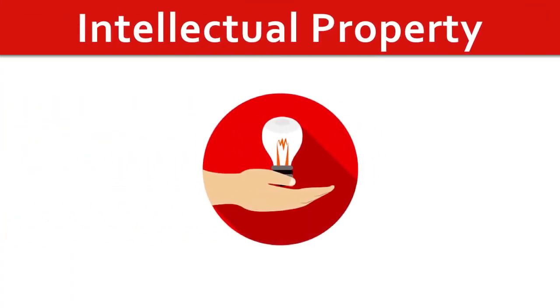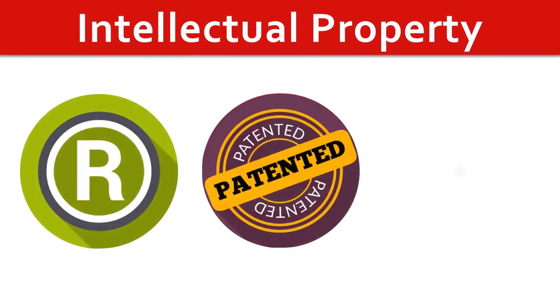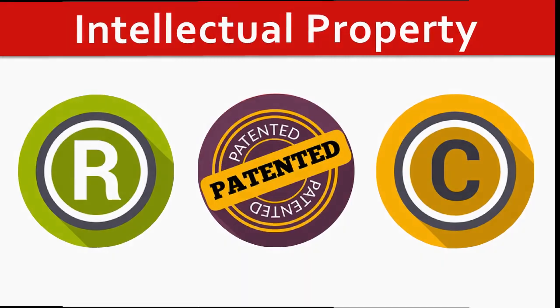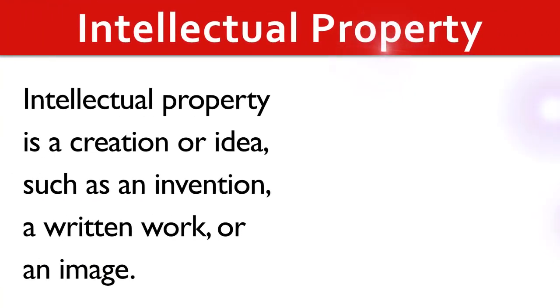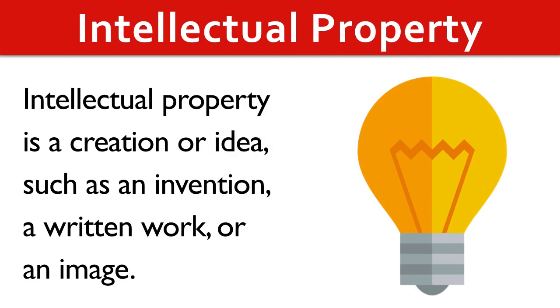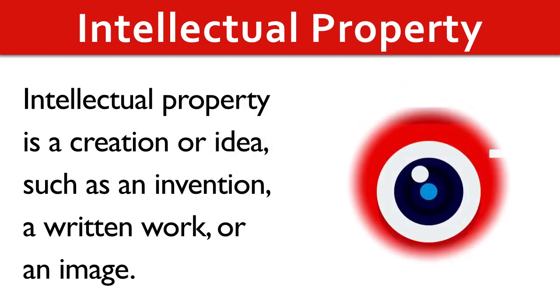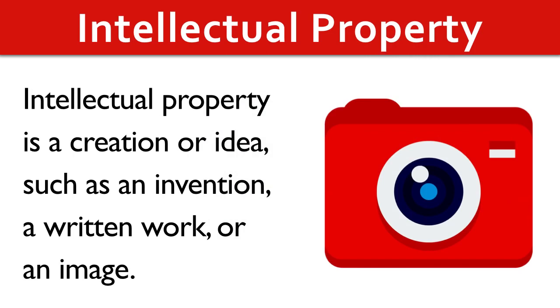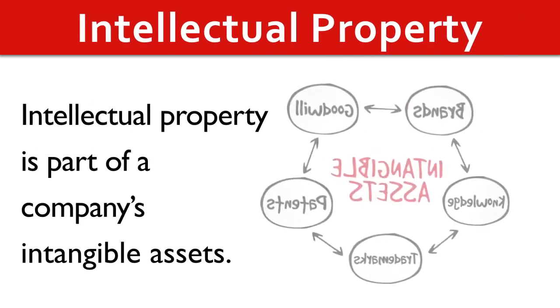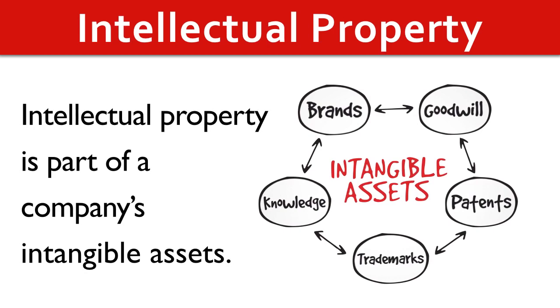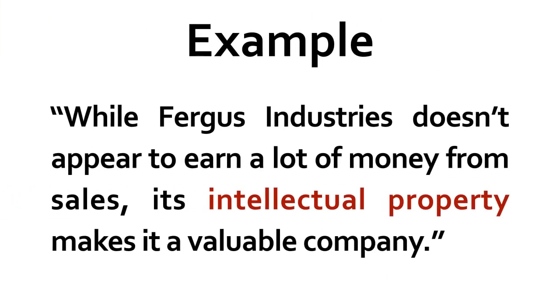Intellectual property. Intellectual property is a creation or idea, such as an invention, a written work, or an image. Intellectual property is part of a company's intangible assets. While Fergus Industries doesn't appear to earn a lot of money from sales, its intellectual property makes it a valuable company.